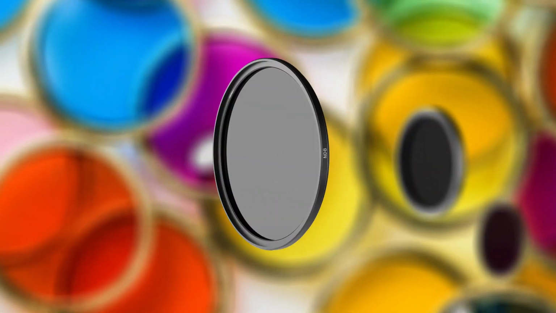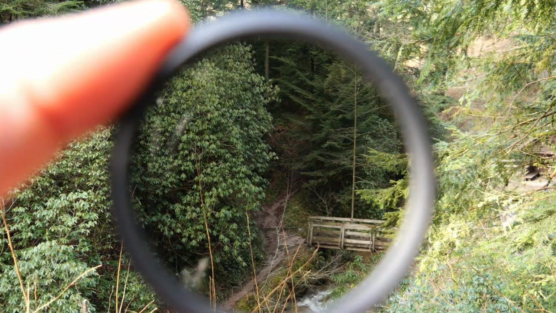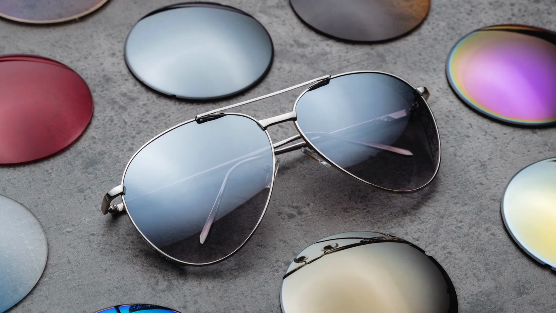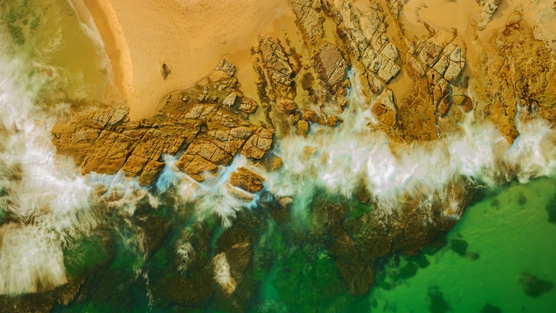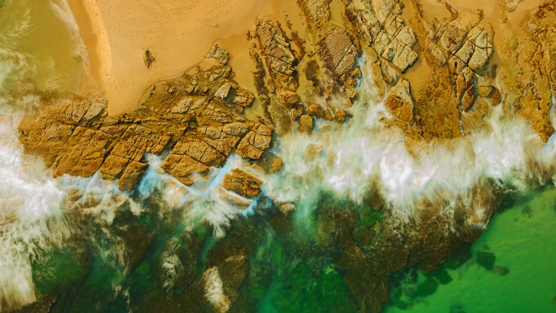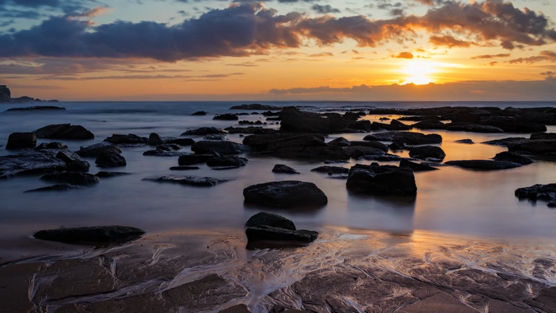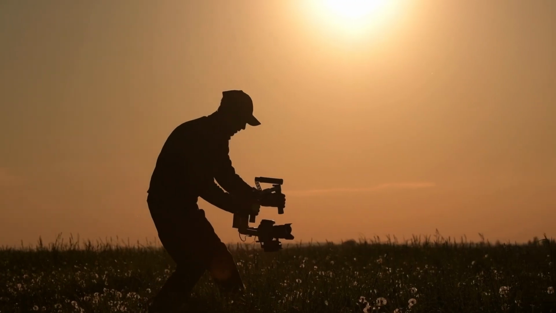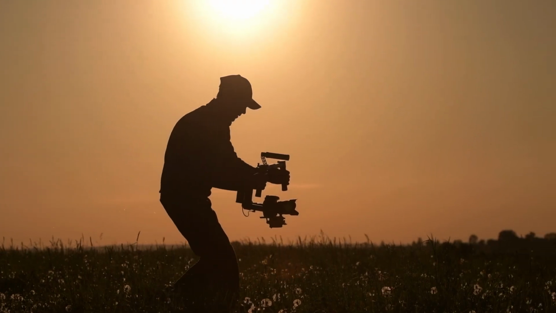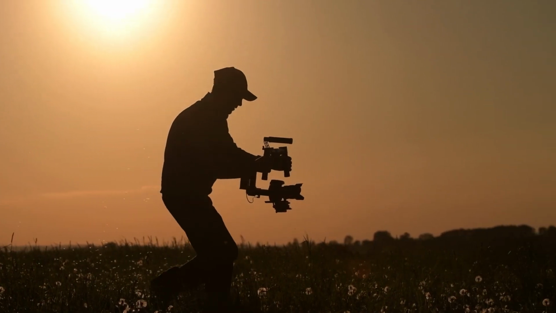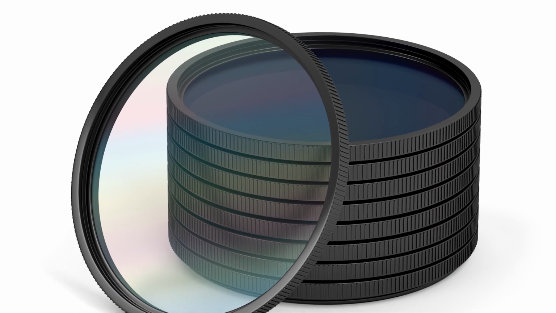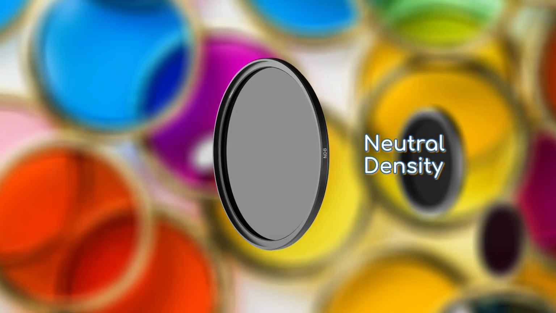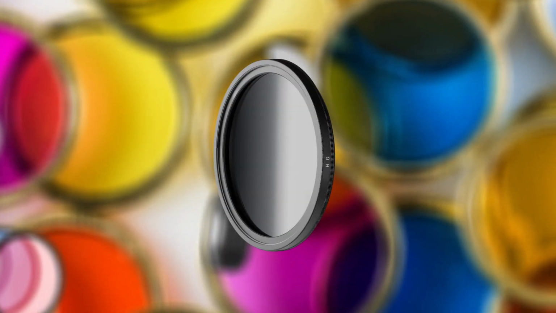Neutral density filter. A neutral density filter, often called an ND filter, reduces the amount of light entering the lens without changing the color of the scene. It works like sunglasses for the camera, allowing photographers and filmmakers to use slower shutter speeds or wider apertures in bright conditions. This can create motion blur in flowing water, smooth out moving clouds, or maintain a cinematic shutter speed when filming video outdoors. ND filters come in different strengths, measured in stops of light reduction, giving the user precise control over exposure.